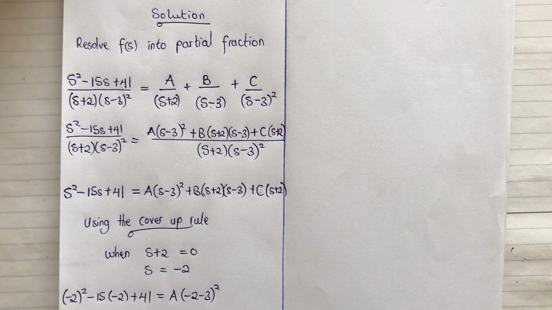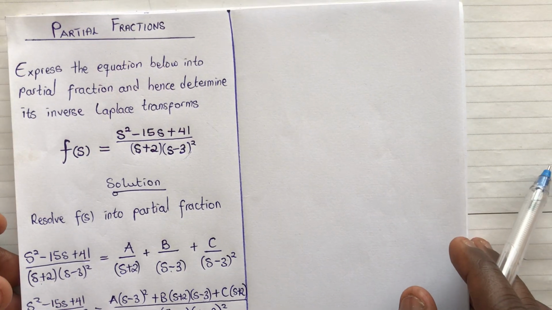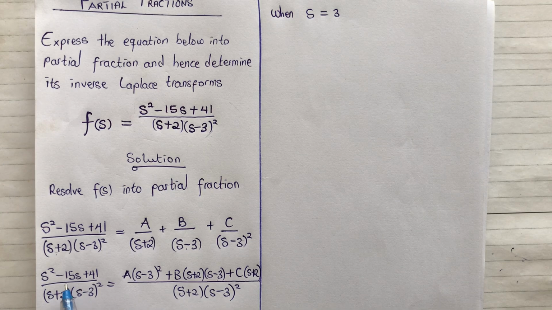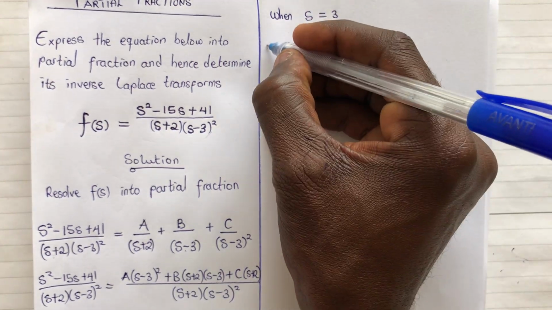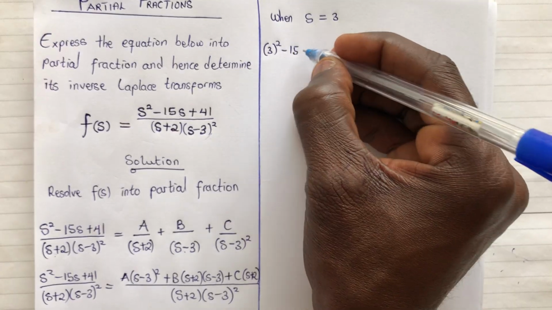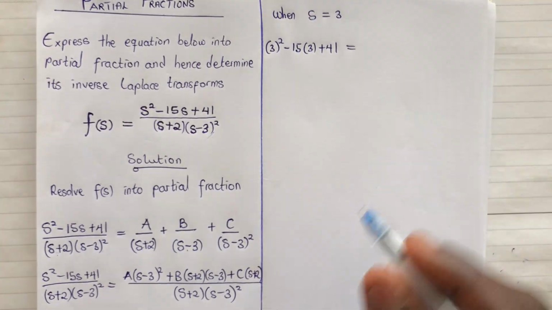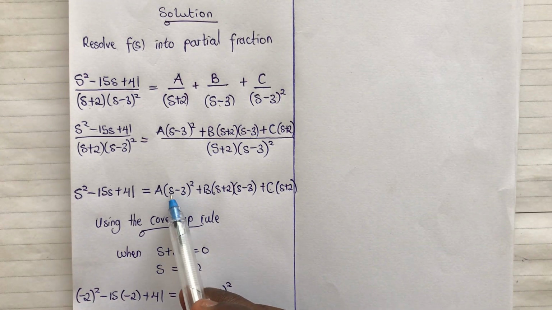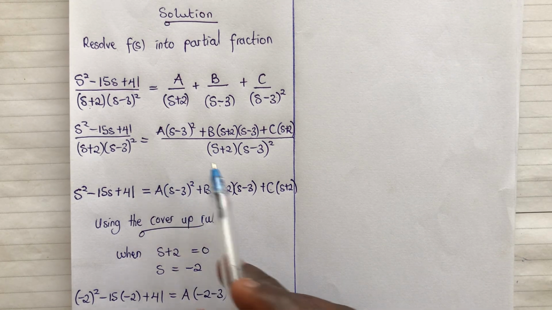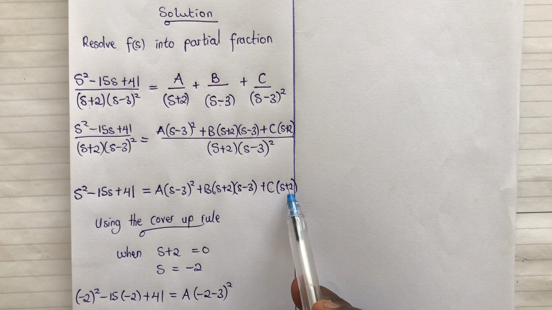So when s is equal to what? 3, or when s minus 3 equal to 0, s is equal to what? 3. Okay, so whatever way you want to put it, wherever we see s, we put what? 3. So we have 3 square starting from here minus 15 into 3 plus 41, giving us, now watch carefully, once I put 3 here, this whole side becomes 0. I don't need to write it, so let's fix the 3 here.